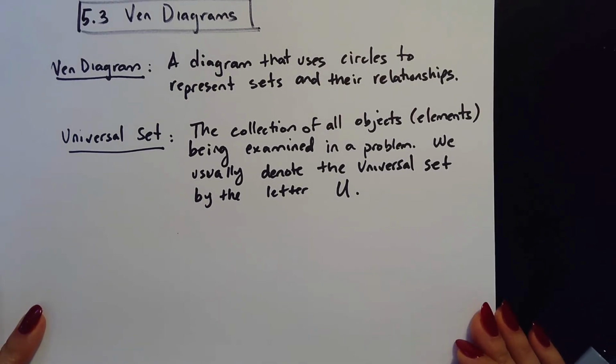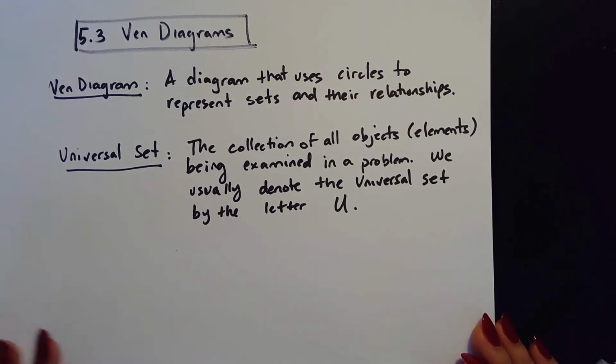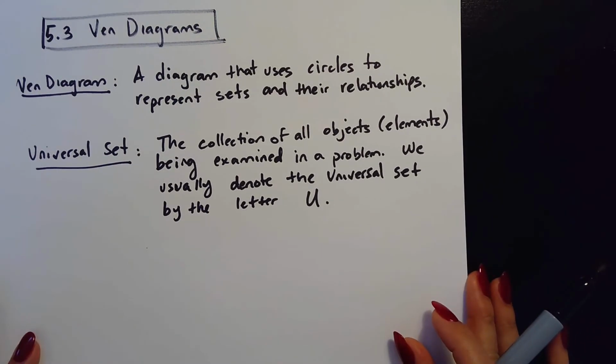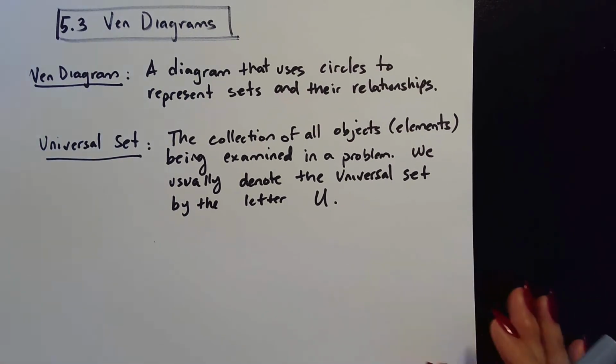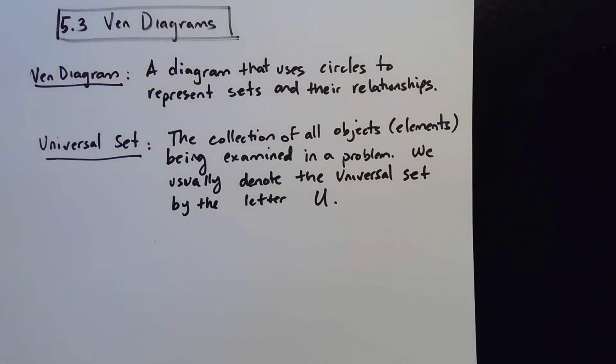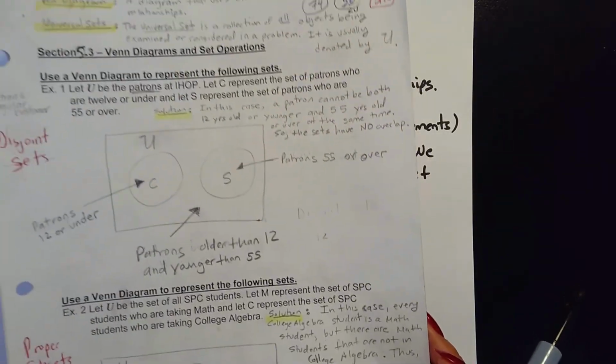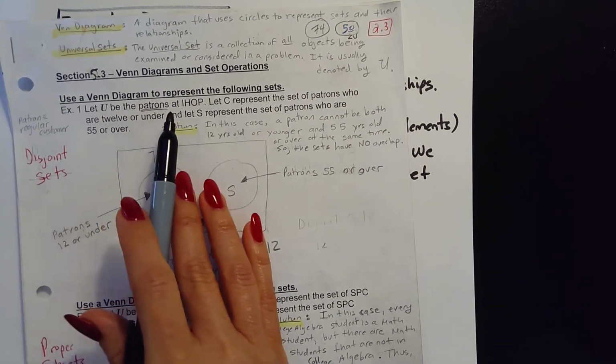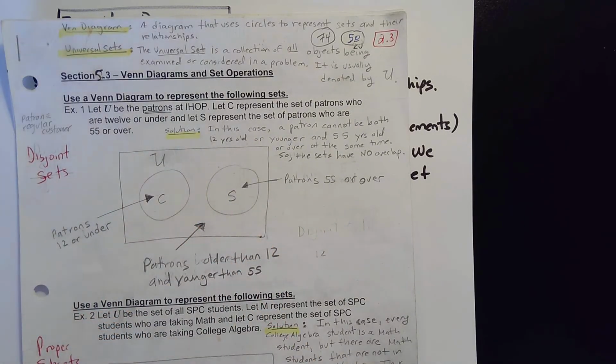Okay, so while I was talking, I hope that you got a chance to go over these definitions. So let's go ahead and begin. Let me get the papers here, the workbook problem. I'll put it on the screen and then we'll read it and take it from there. It says, example 1, let U be the patrons. Those are the supporters, right? The regular customers at IHOP.